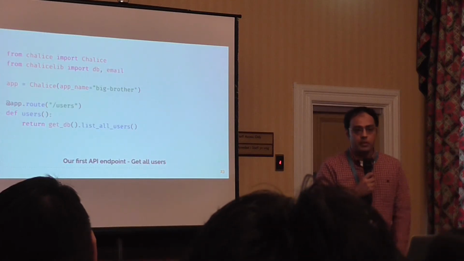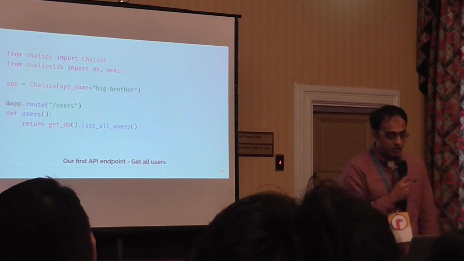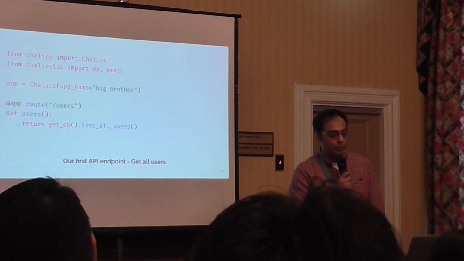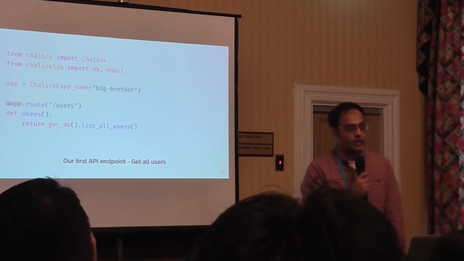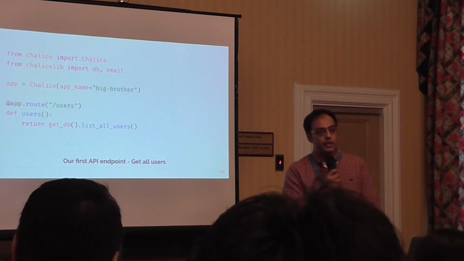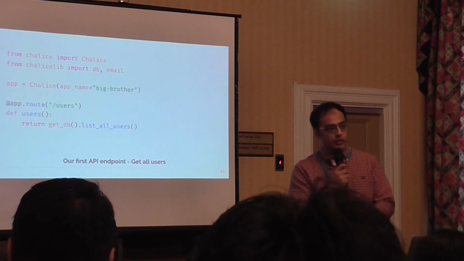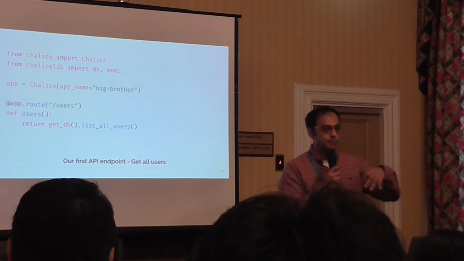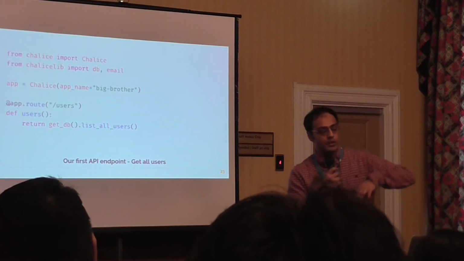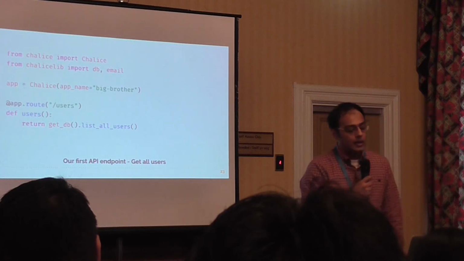So let's change this up. We need our first endpoint for fetching users. I've made some changes. First of all, I've imported a DB module from Chalice lib. Now, Chalice lib is a folder which you can create to put in any additional modules that you have written yourself. So this folder then gets packaged into your deployment, into your build, and then gets shipped to AWS Lambda.